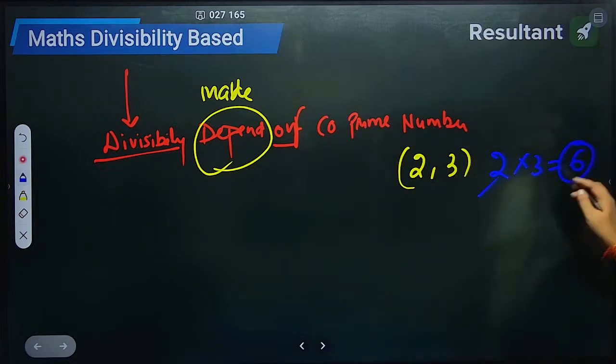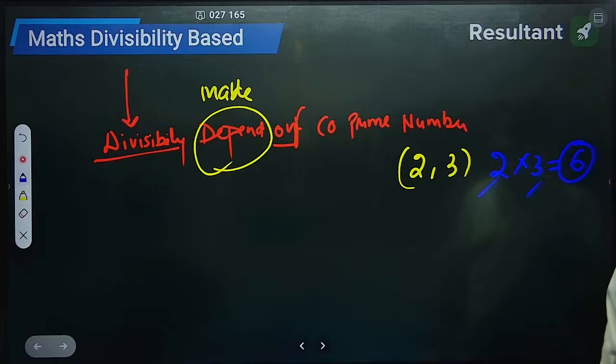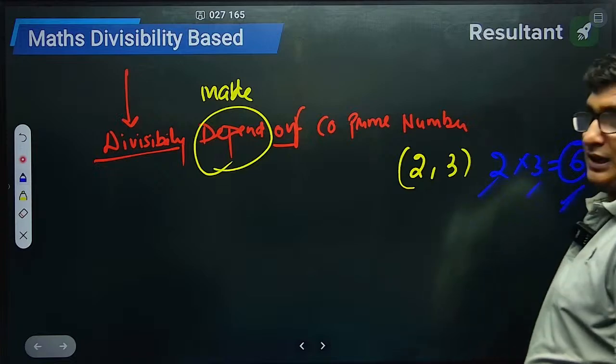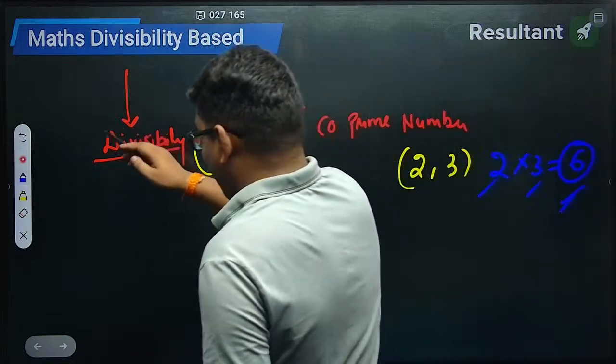If you divide by 3, the number will be divisible. In both cases, the number will be divisible. The number is definitely divisible by 6. I will tell you again with an example.